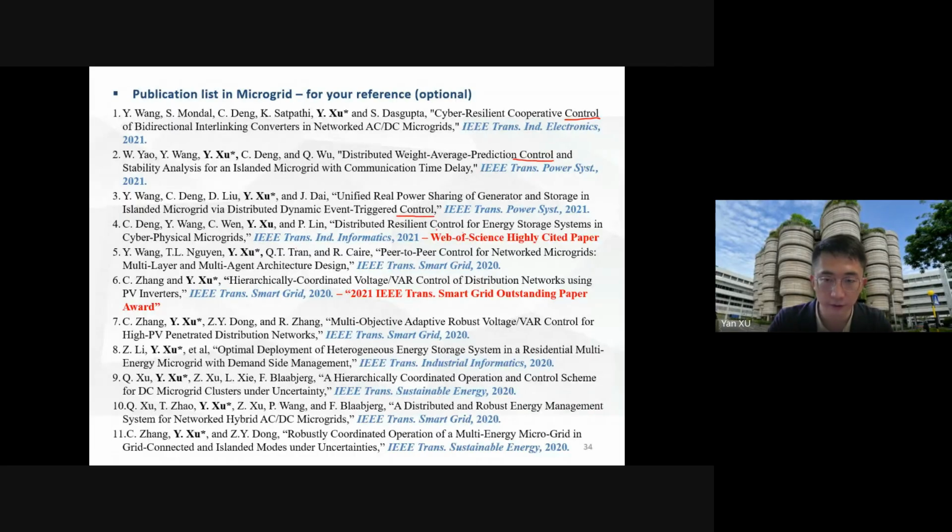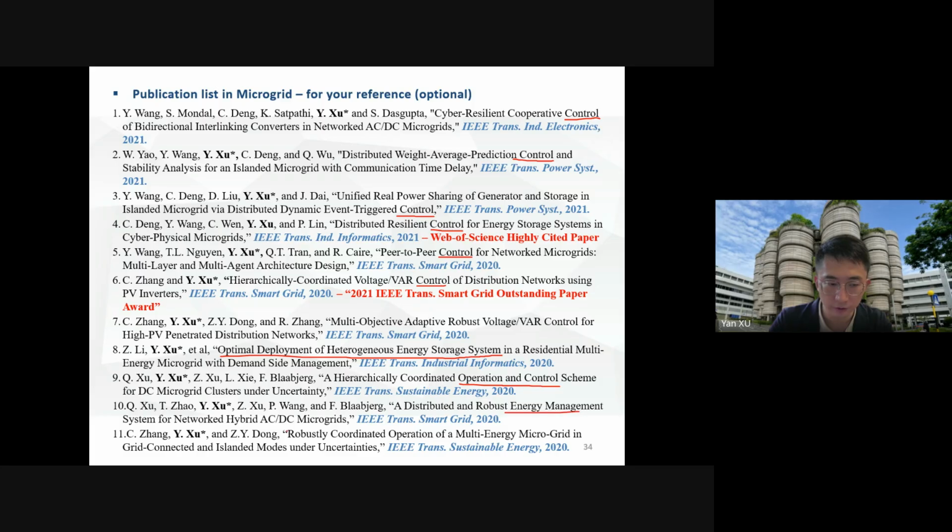But if you're interested, you can refer to these references. We have control papers, and this one is for the control, and this one is for the planning. You can see deployment of energy storage system. This is a planning paper. This is control and optimization.